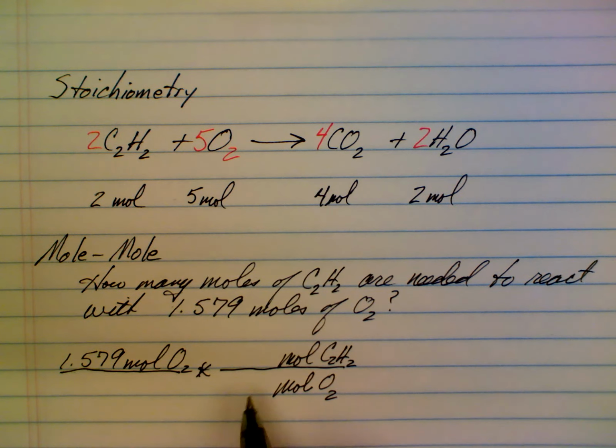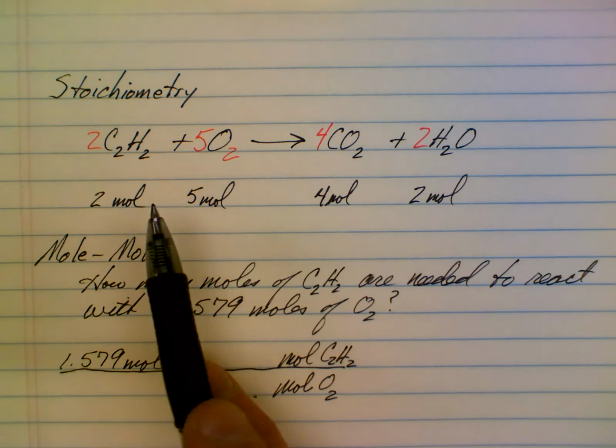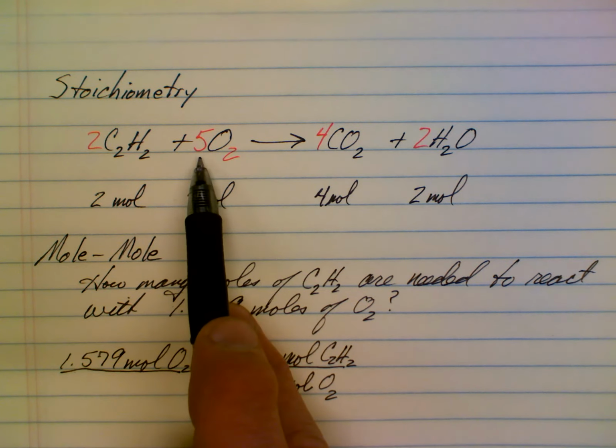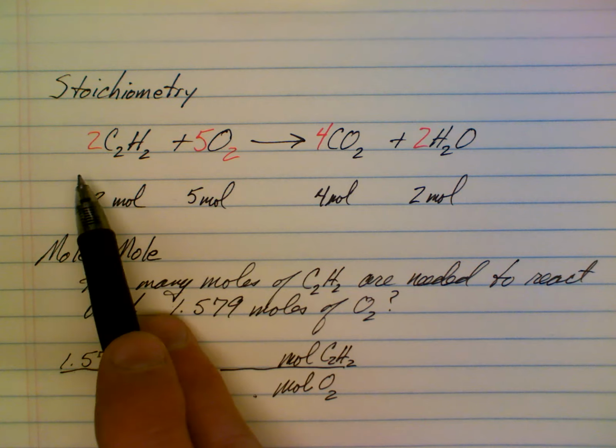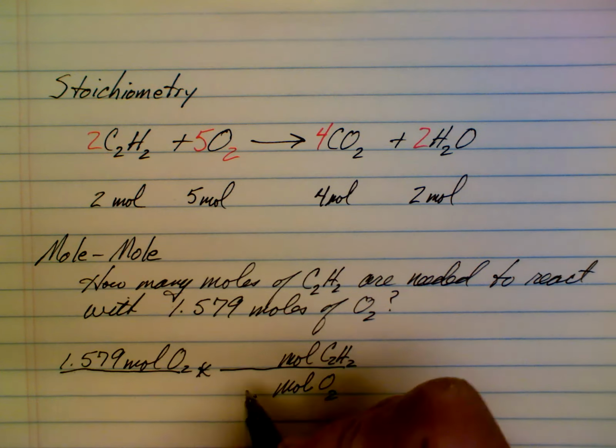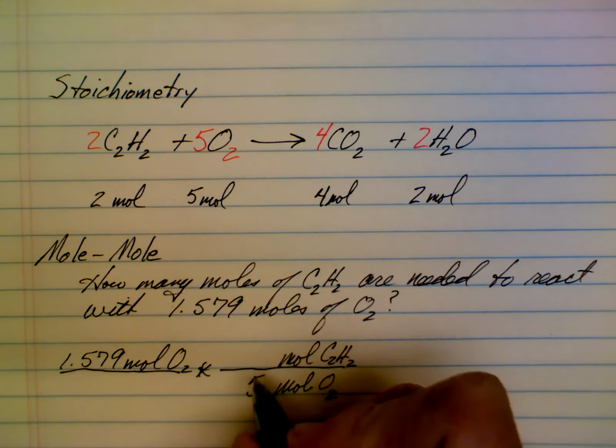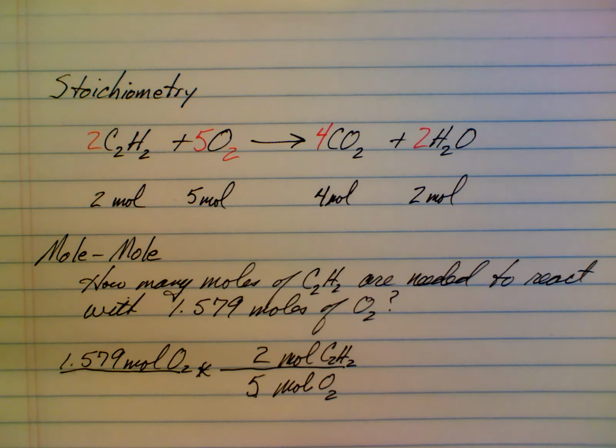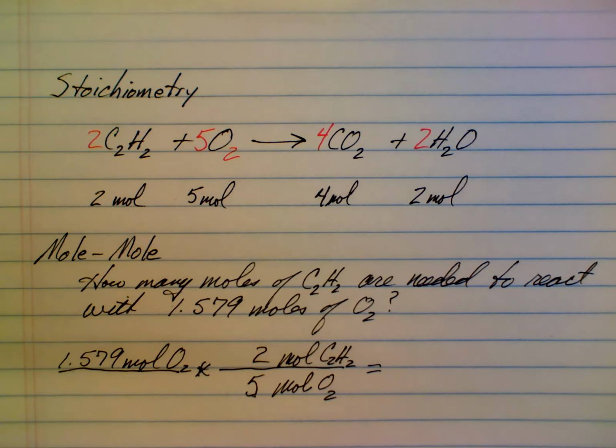And there's going to be a number, of course, that's going to go in front here. And that number is just the coefficients that are in front of the substances. So we have a 5 up here for moles of oxygen and a 2 for the moles of acetylene. So it's going to be for every 5 moles of oxygen, 2 moles of acetylene will be required. And so we're done right here. That's all we had to do for our calculation.